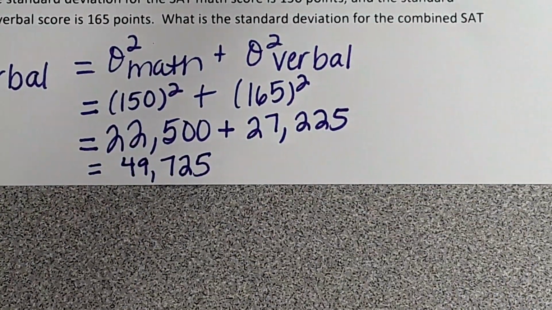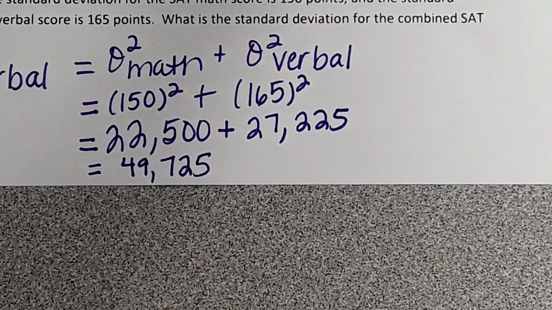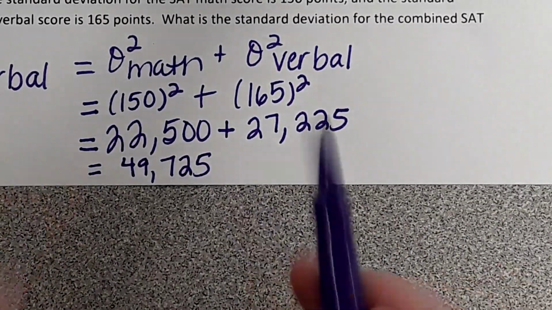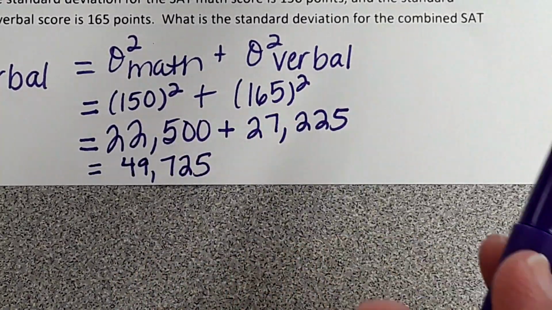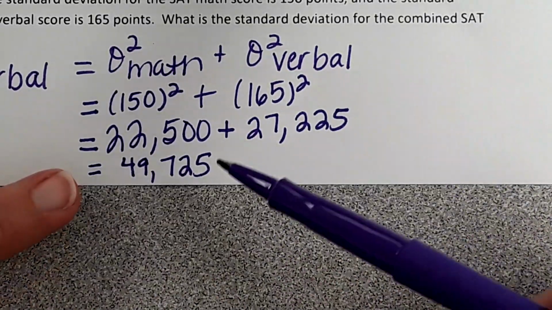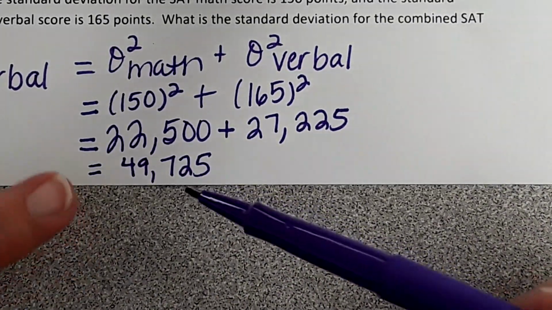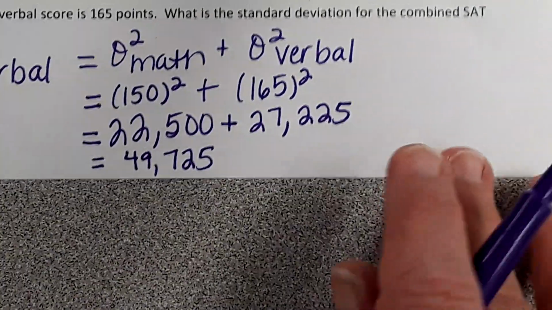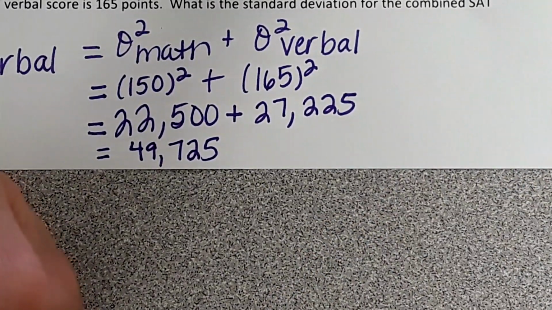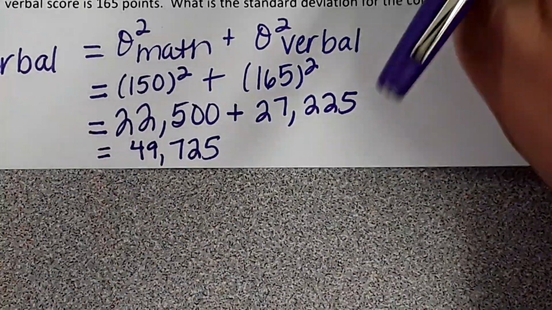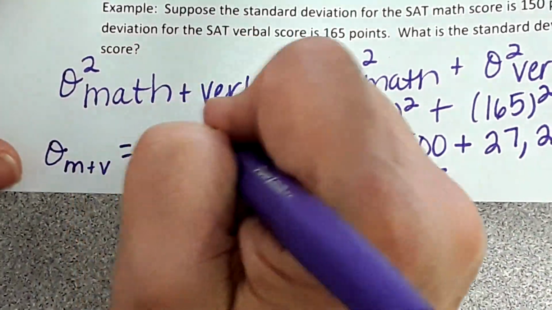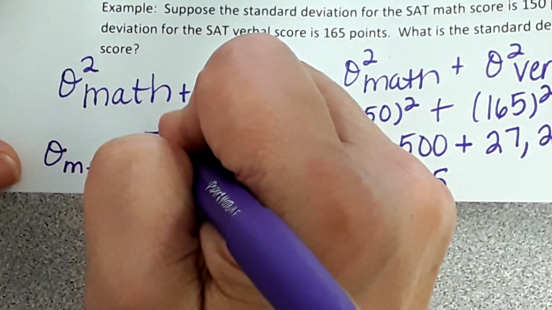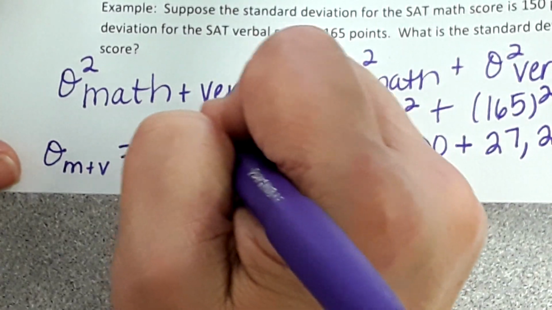But what is that number? Variance. That's the variance, but that's not what the question asked. The question asked, what is the standard deviation for the combined SAT scores? So what do I have to do with the variance? I need to take the square root of it. So to find the standard deviation, you're going to take the square root of 49,725, and what do you get?